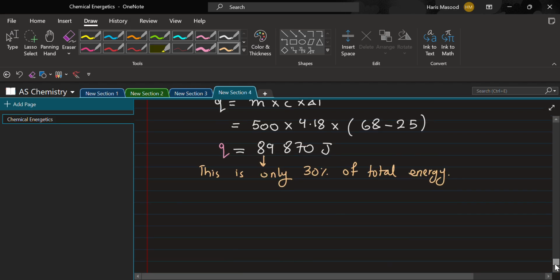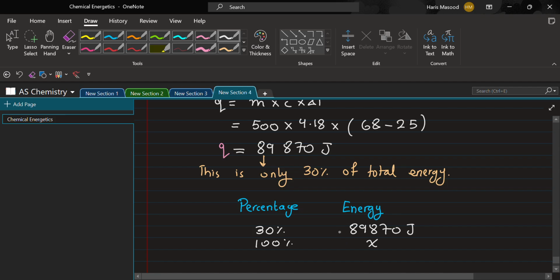So how do we calculate the 100% of energy? We can use a ratio method. I usually perform this ratio method. What is the ratio method? The thing we need to find out, we keep on this side, that is energy, and the other thing, that is the given, that is percentage. So if 30% of energy is 89870 joules, then 100% of energy will be x.